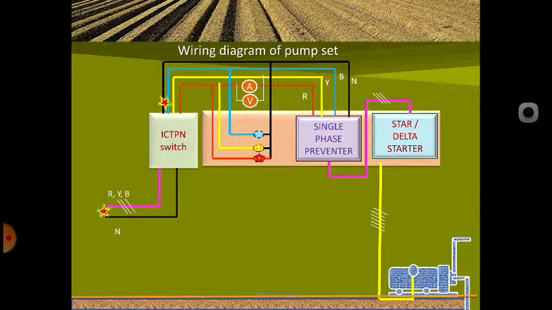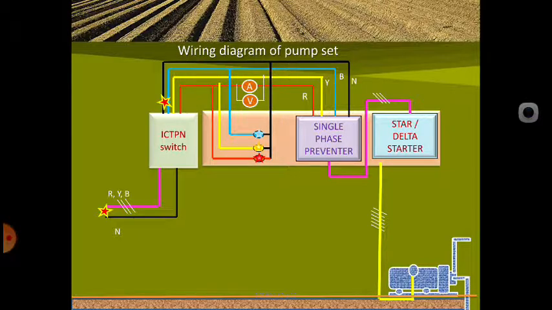Then you can see the 3 lamps are glowing: R phase, Y phase, B phase. At the same time, the ammeter and voltmeter also indicate the voltage and the current. In this condition the ammeter indicates 0 because the motor is not switched on, and the voltmeter shows the line to line voltages.